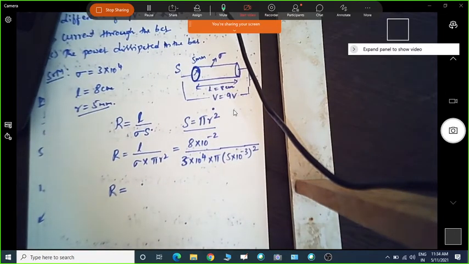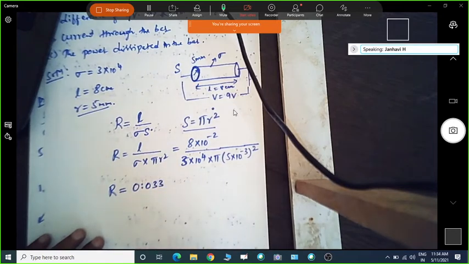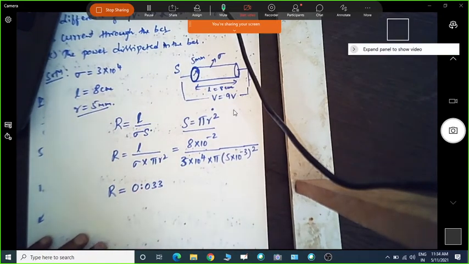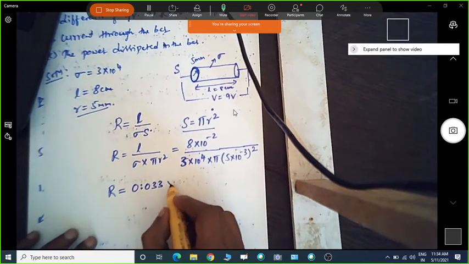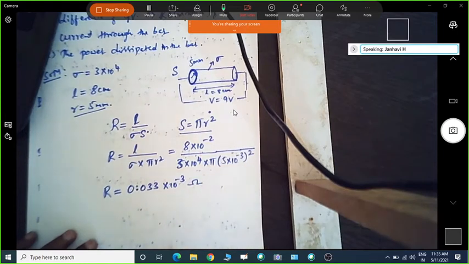Anybody got it? 0.033 ohms. 33 into 10 power minus 3 ohms.